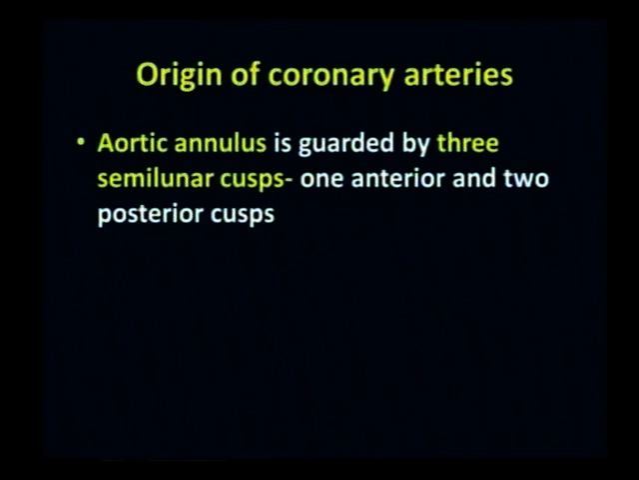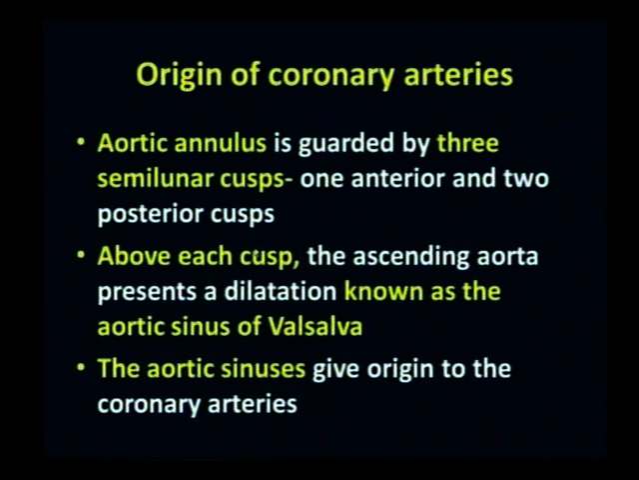The coronary arteries take origin from the aortic sinuses. What is an aortic sinus? First I have to tell. You all know the aortic opening is guarded by the aortic annulus, which has three semilunar cusps. Of these three semilunar cusps, one is anterior and two are posterior. Above each cusp, the ascending aorta presents a dilatation known as the aortic sinus of Valsalva. These aortic sinuses give origin to the coronary arteries.